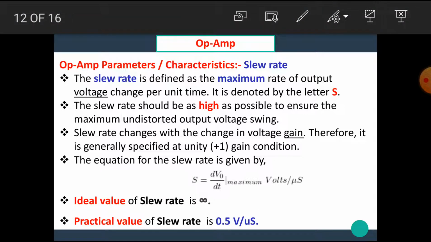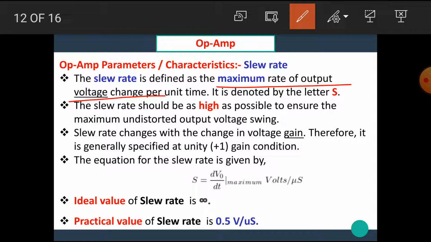Now let's see the next term, slew rate. The slew rate is defined as the maximum rate of output voltage change per unit time. It is denoted by the letter S. That means the slew rate is the maximum rate of output voltage change per unit time.